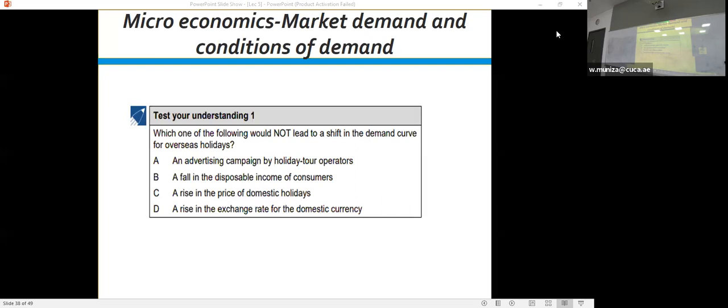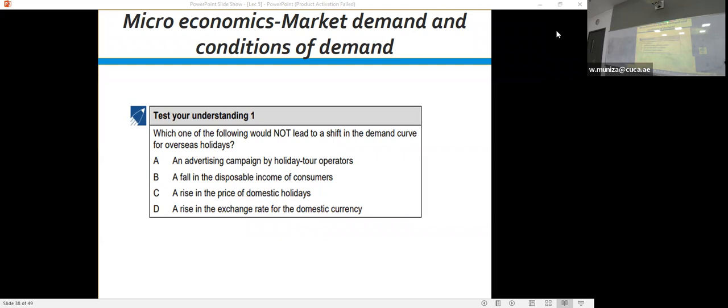Which factors are not going to shift the demand curve? Which are due to the prices. When the difference in the demand is because of the price, it is not going to shift the demand curve. Got it? So analyze.